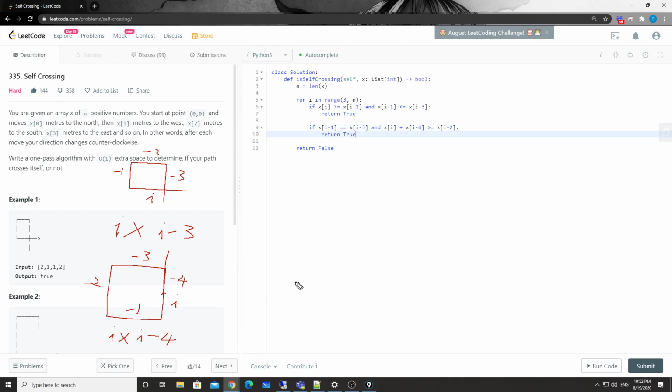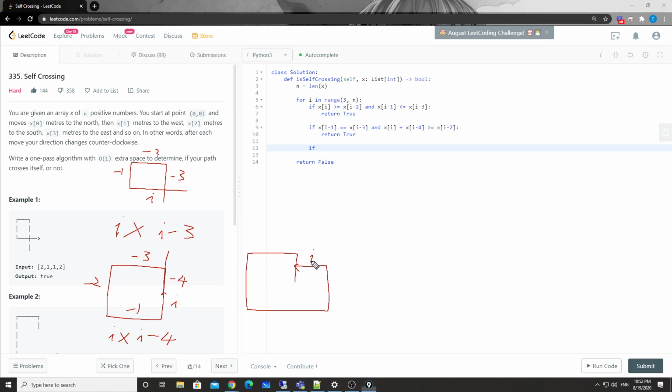Okay, and the last one is this. Last one is 1, 2, 3, 4, 5, and 6. So this is the last case. So what's this case? That's the I here. Minus 1, minus 2, minus 3, minus 4, and minus 5.